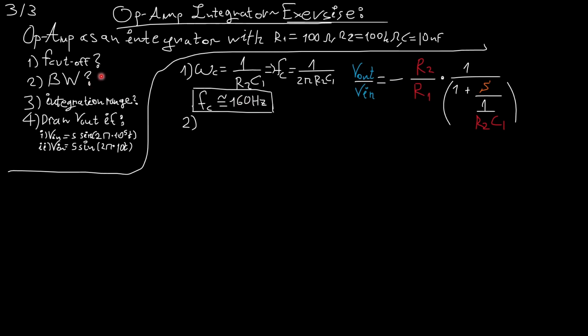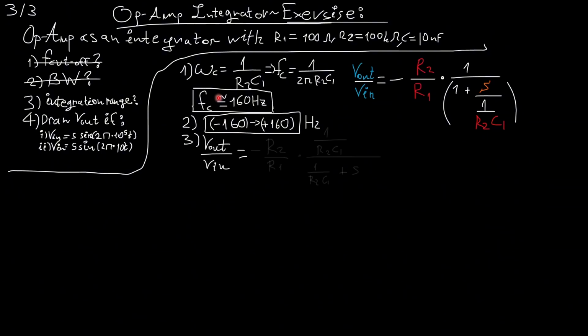Right, what is the bandwidth of our configuration? The bandwidth must be equal to minus 160 or plus 160 hertz. And what is the integration range? We saw that we start integrating from the cutoff frequency and onwards, but up until which point? Because we have a low-pass amplifier that works as an integrator too, there is a point that V out over V in is going to be equal to 1.